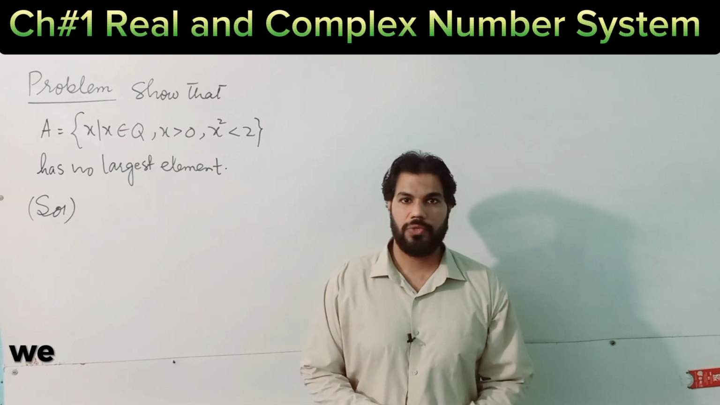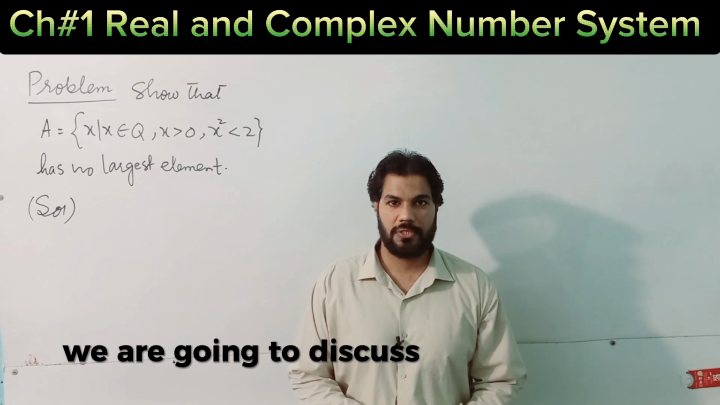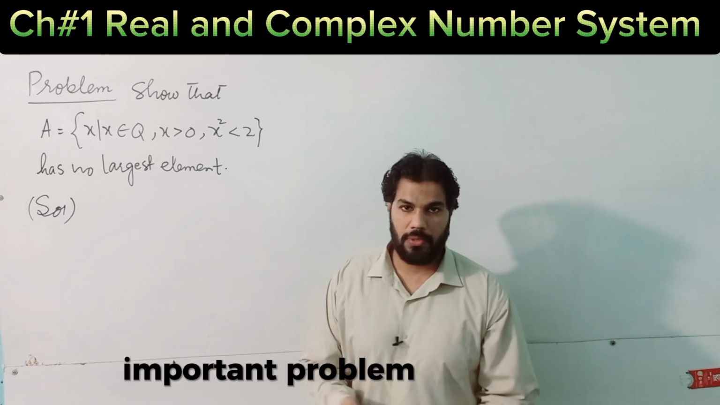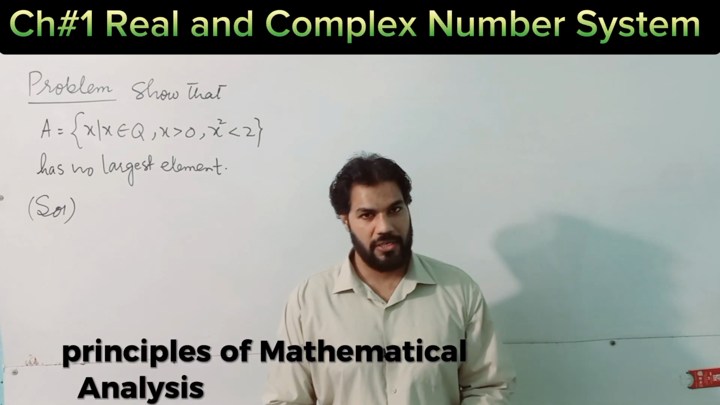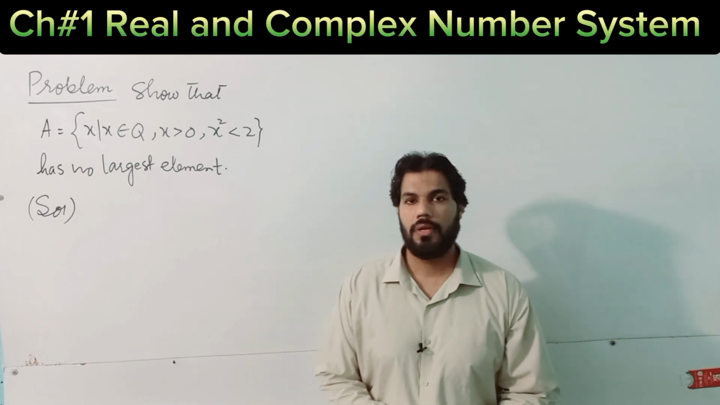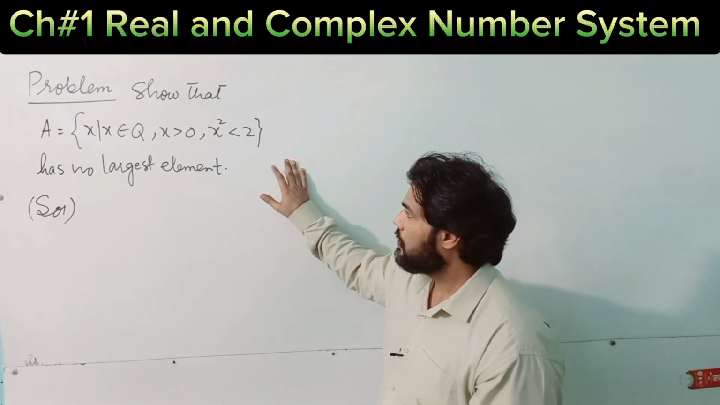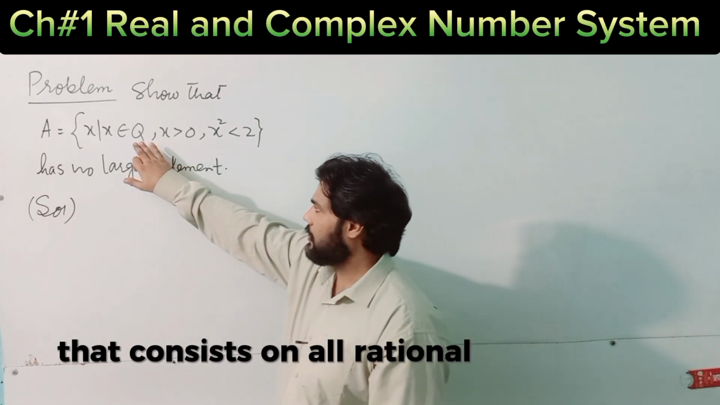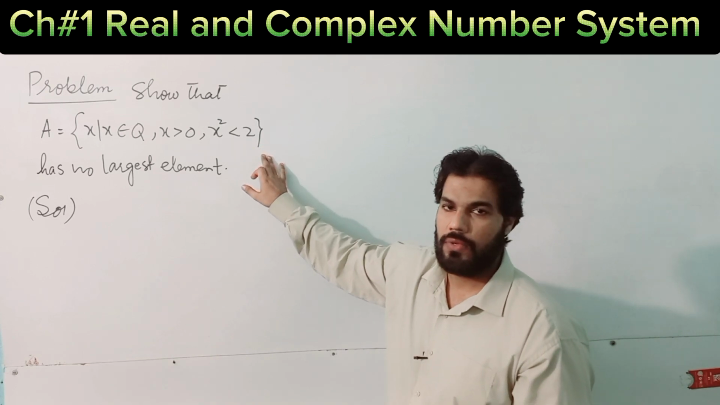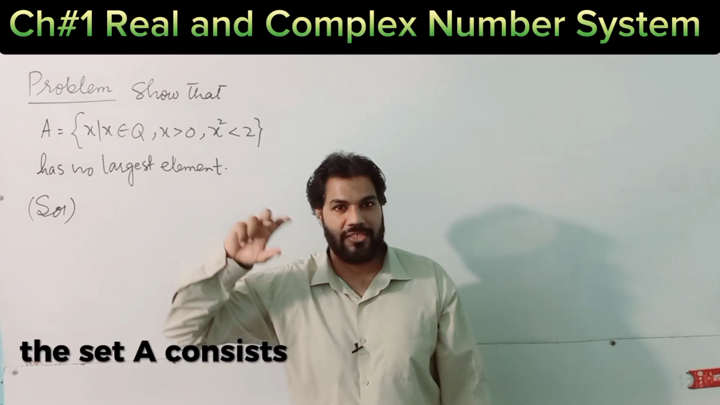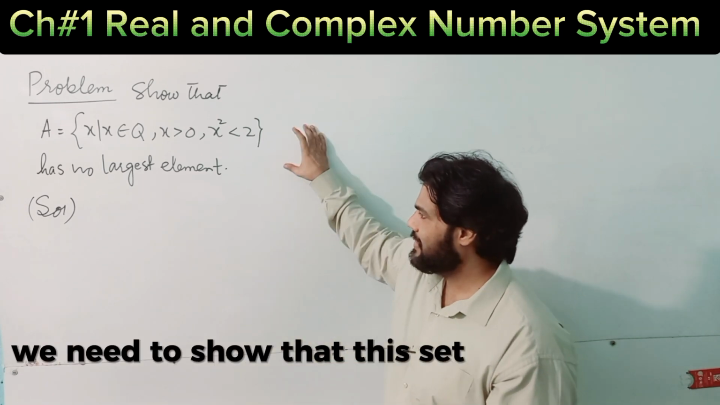In the last lecture, we discussed the largest element of a set. In today's lecture, we are going to discuss an important example, an important problem from the book Principles of Mathematical Analysis by Walter Rudin. The problem is that we need to show that the set A, which consists of all positive rational numbers whose square is less than 2, has no largest element.